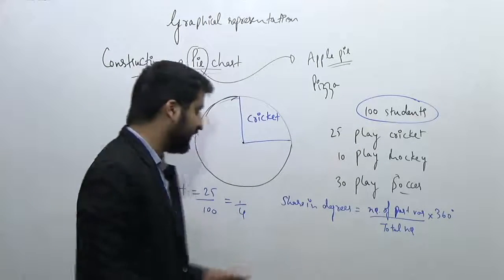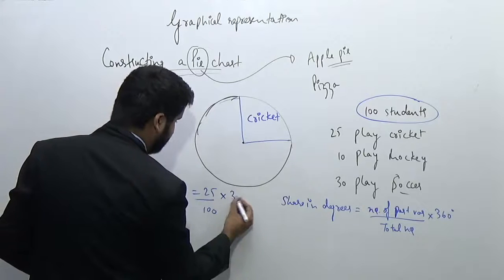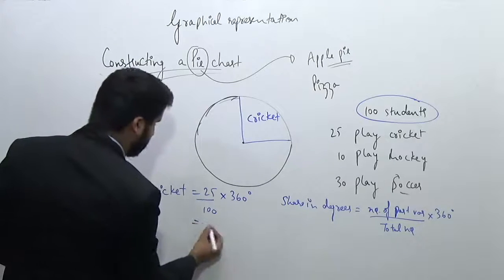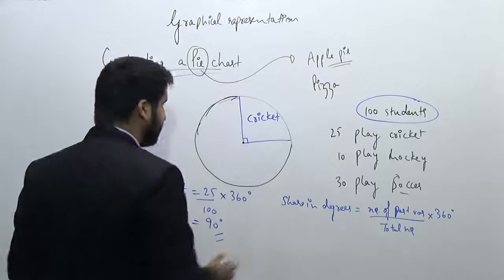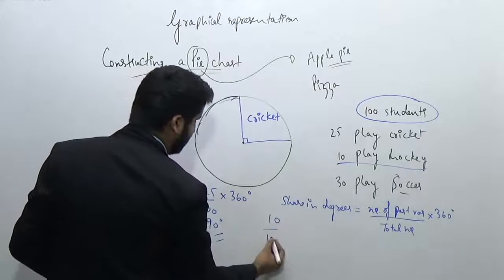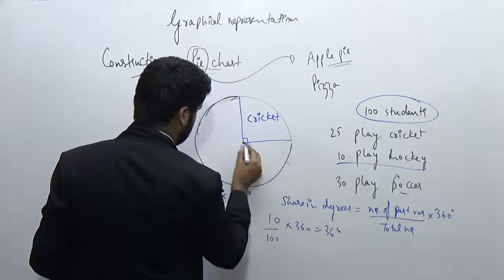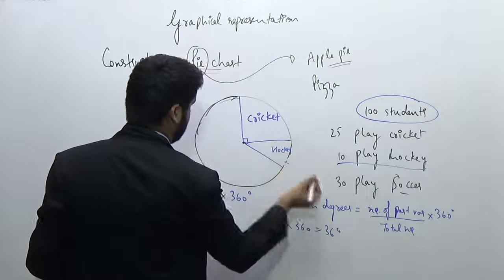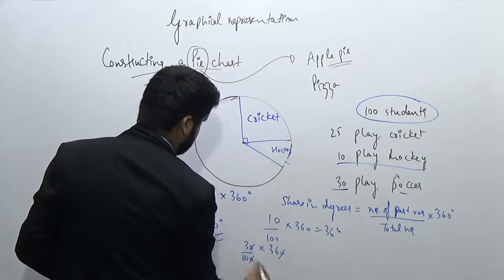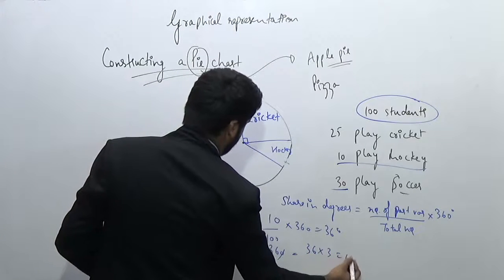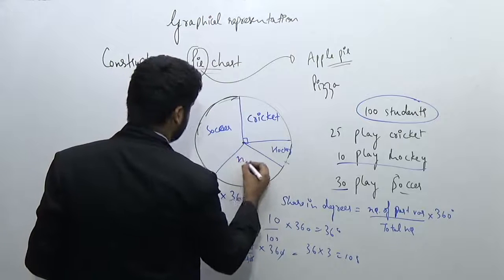Now in the case of cricket, you can see that I have 25 out of 100 students who play cricket. So the share in degrees will be 25 upon 100 multiplied by 360 degrees, which comes out to be 90 degrees. So the 90 degree share will be for the students who play cricket. Similarly for hockey, I have 10 out of 100 into 360 degrees, which is 36 degrees. So this is hockey. And for soccer, I have 30. So this is 30 upon 100 into 360 degrees, which comes out to be 36 into 3, or 108. So this is the student who plays soccer. And the last one will be those who play none.